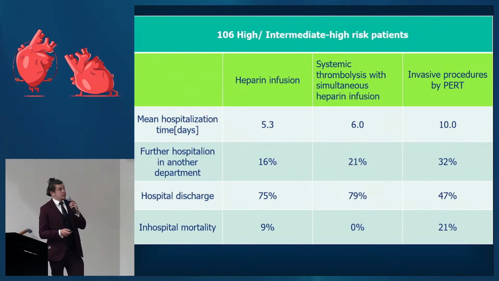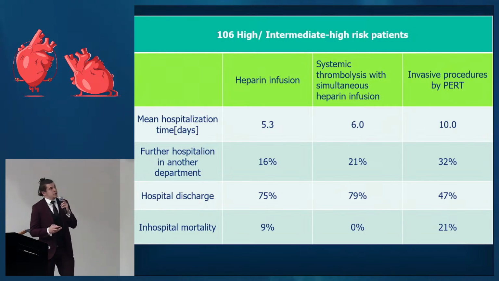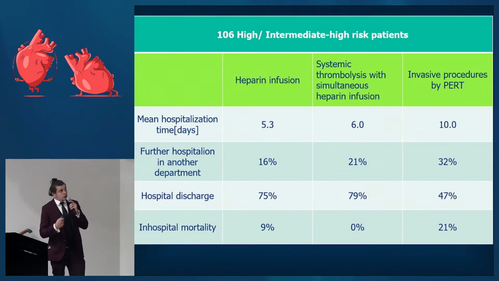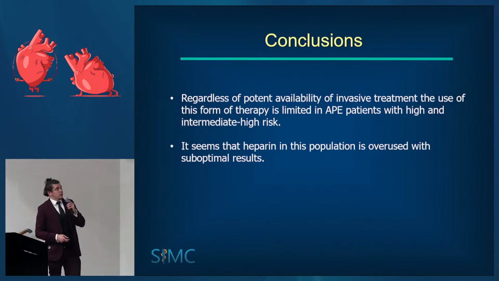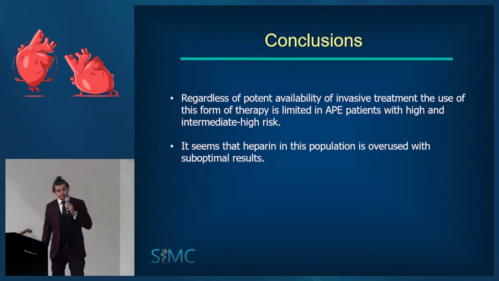When it comes to the course of hospitalization, it was quite similar between the heparin-only subgroup and the systemic thrombolysis with simultaneous heparin infusion subgroup, whereas patients treated with invasive methods by PERT were hospitalized the longest, needed further hospitalization in other departments more often. Additionally, they had the lowest rate of hospital discharge and the highest in-hospital mortality. And this brings me to the following conclusions.